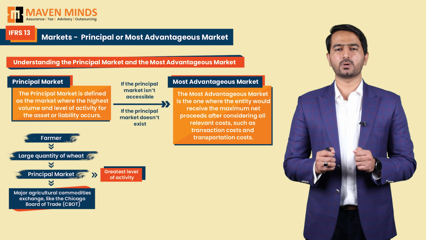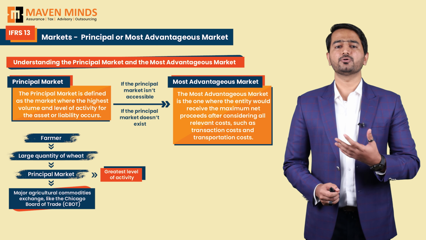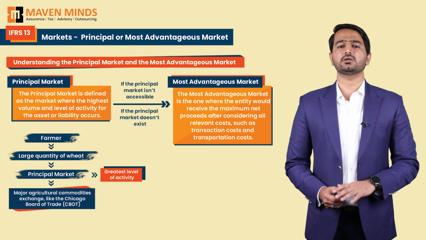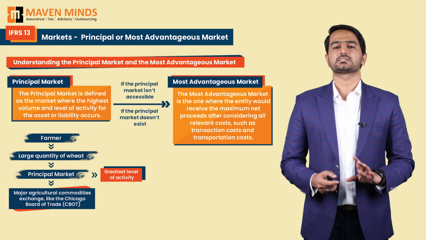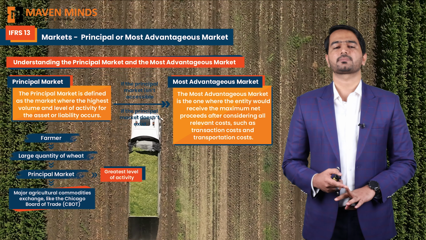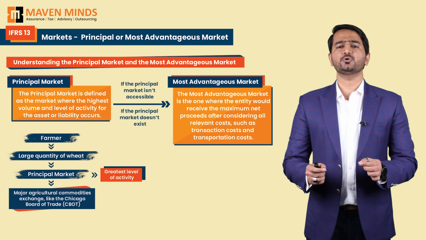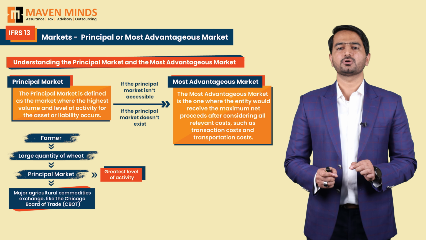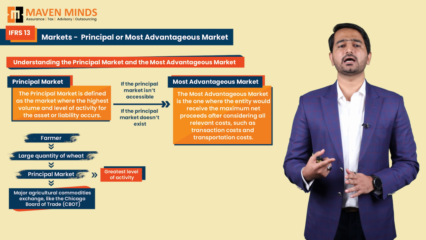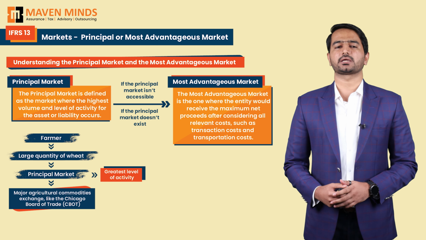The most advantageous market is the one where the entity would receive the maximum net proceeds after considering all relevant costs, such as transaction cost and transportation cost. In the context of IFRS 13, if you cannot identify or access the principal market, you should then determine fair value based on the most advantageous market.